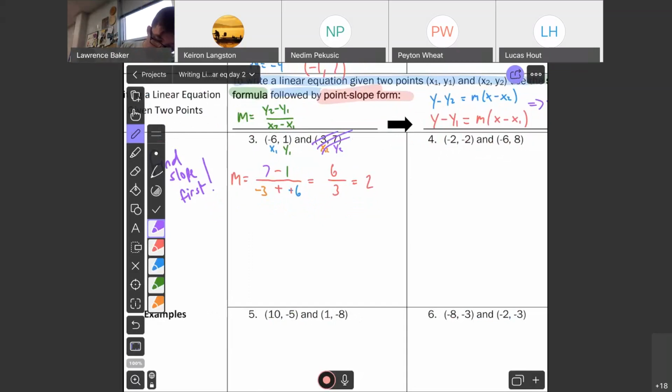So I'm going to say y minus something equals something times x minus something. I just found my slope. That goes in front of the parentheses. I grab my y value, put it with the y, so y minus 1. I grab my x value, put it with the x, so x minus -6. So we plug in one of the points. You just pick one and plug it in. It doesn't matter which one. And now we're going to simplify this.